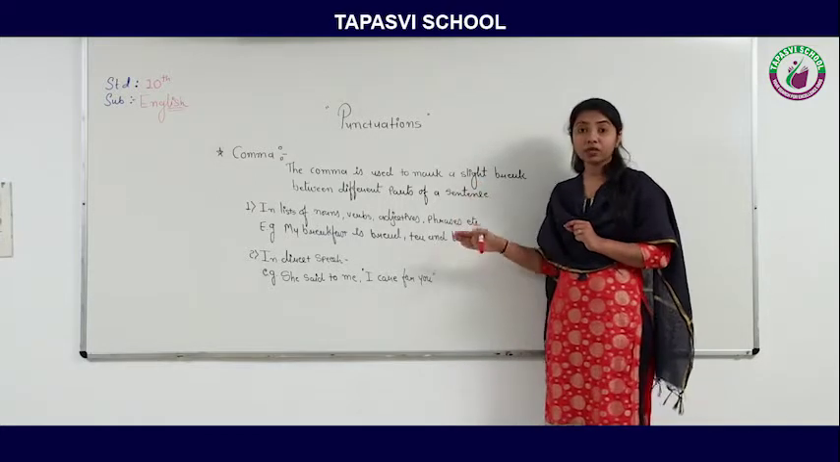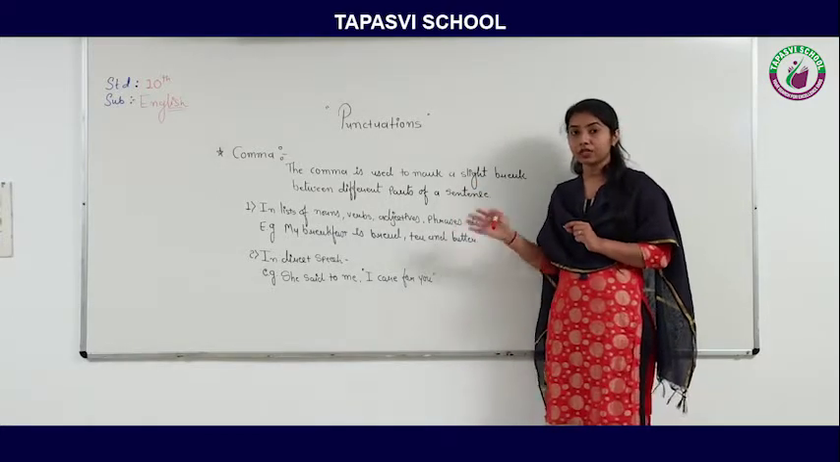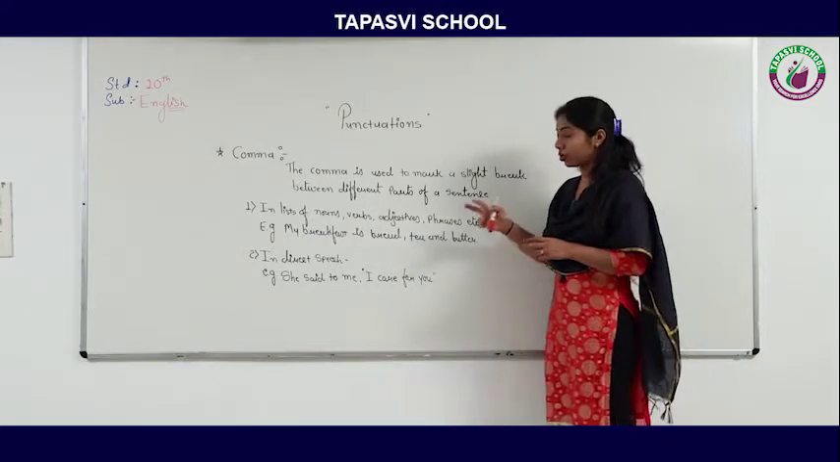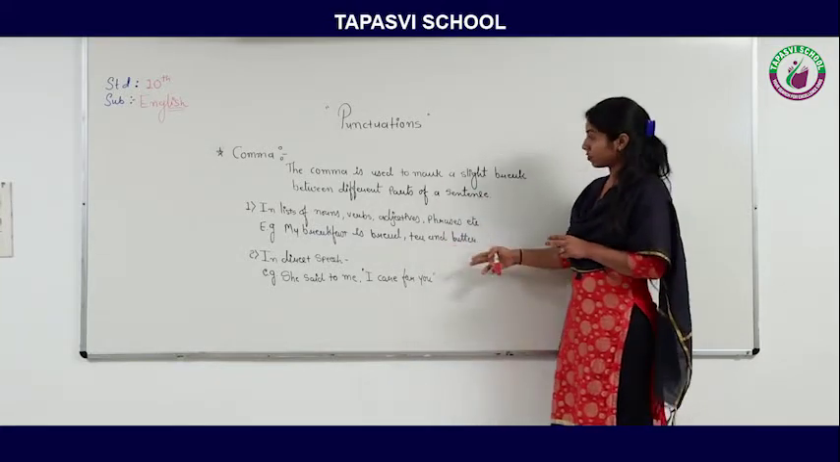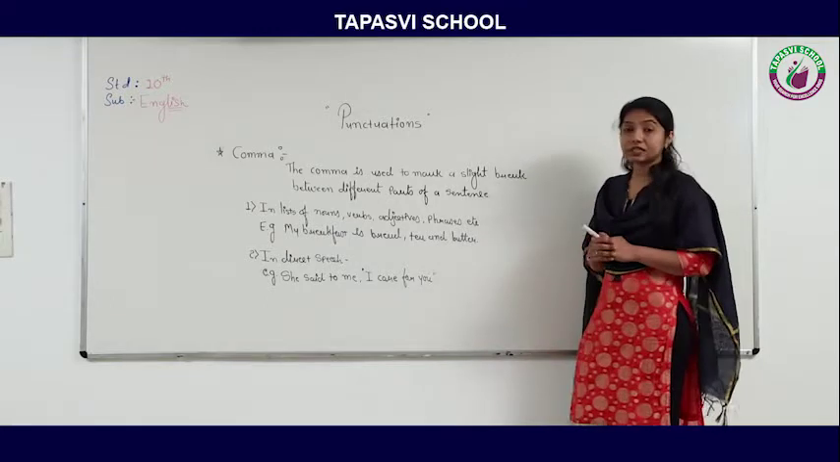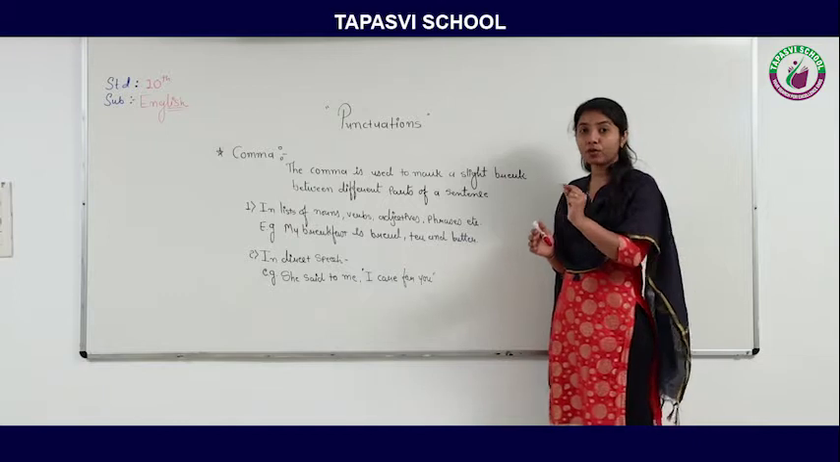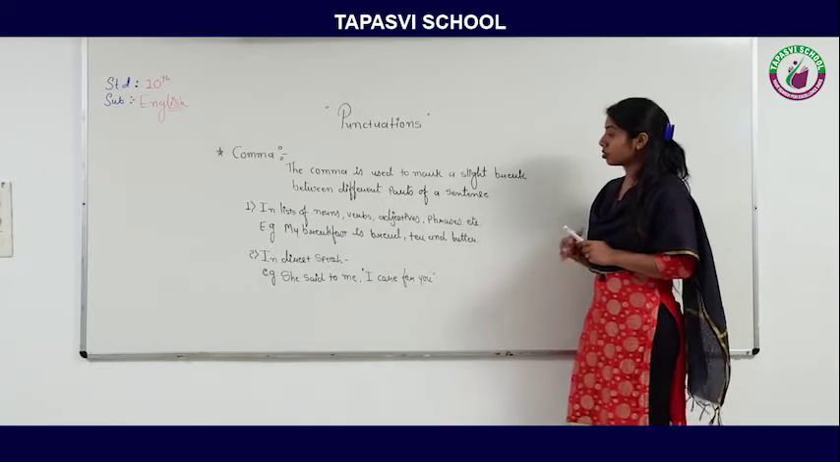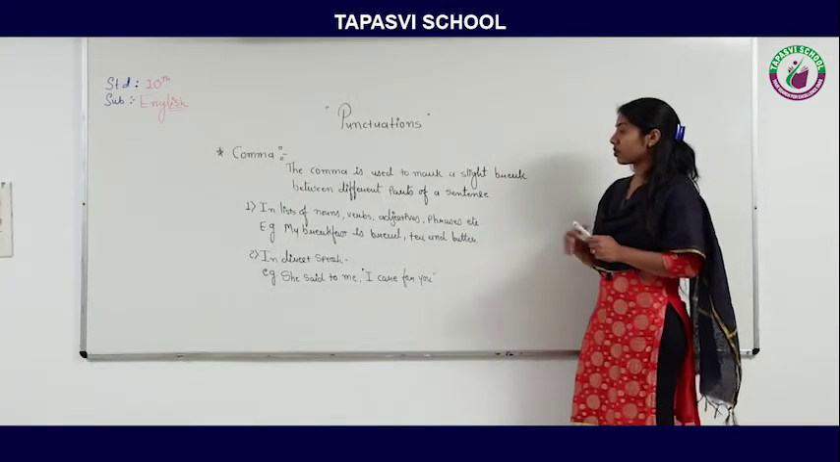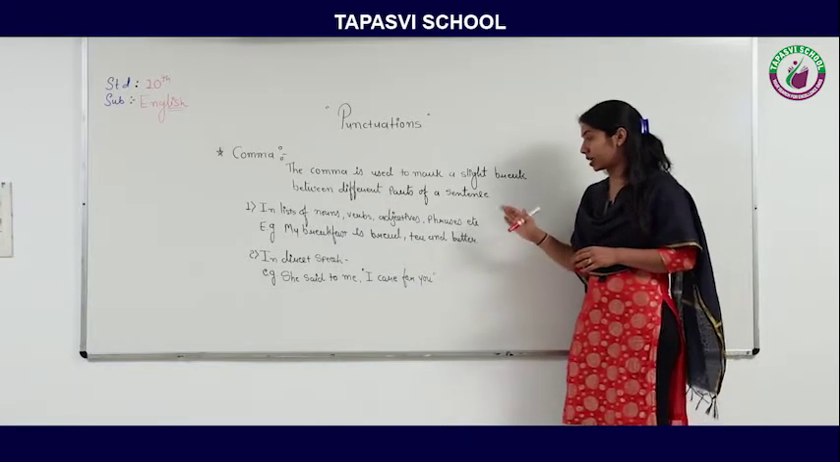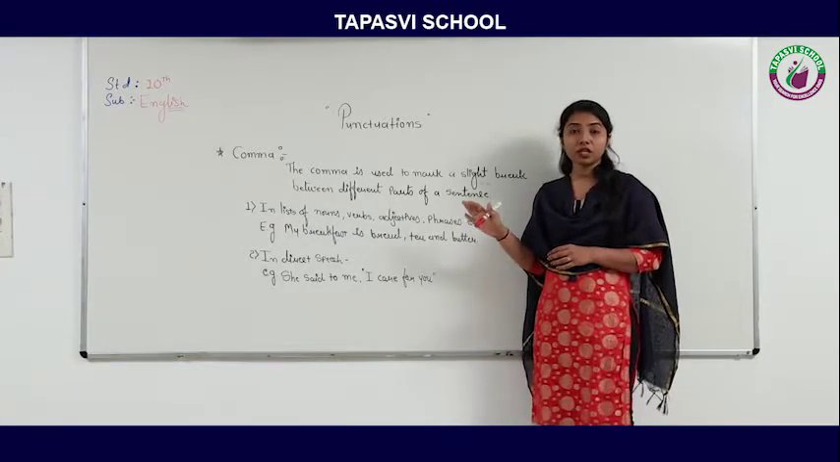It is not so that this is the only usage. We have about 6 usages or examples for the same. Here I have written only 2. We will see the rest also. First, whenever we want to make a slight pause, we use comma. The first usage is in a list of nouns, verbs, adjectives, phrases, etc.